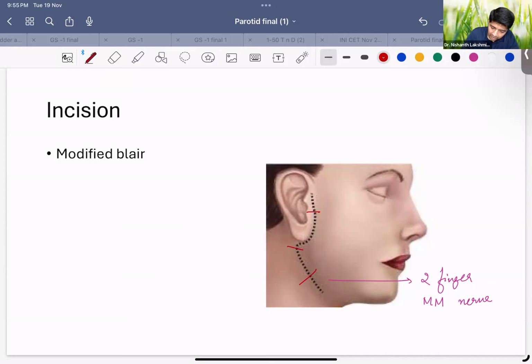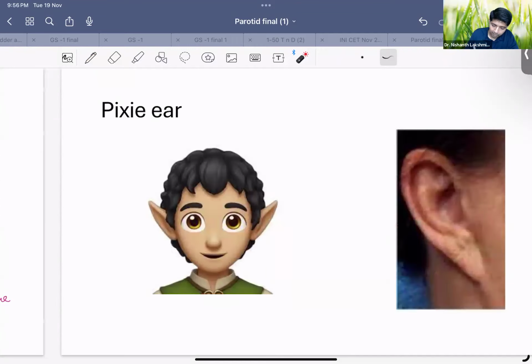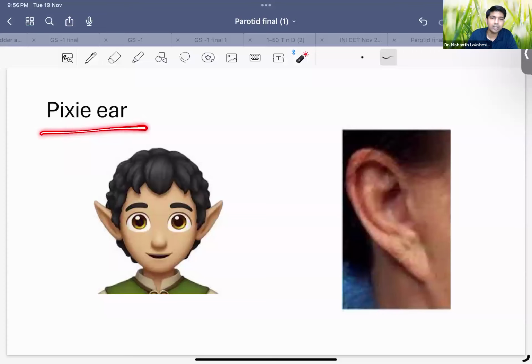Now, the second thing is that when you have this incision which goes behind the ear, make sure you take a good generous curve. Don't go sharp like this or very close to the ear lobule, because if you do that, you end up with what we call a pixie ear deformity. You can see here the ear lobule gets attached or stuck to the scar, so your ear lobule is not separate. So make sure you give an adequate amount of curve around that in the retroauricular region.